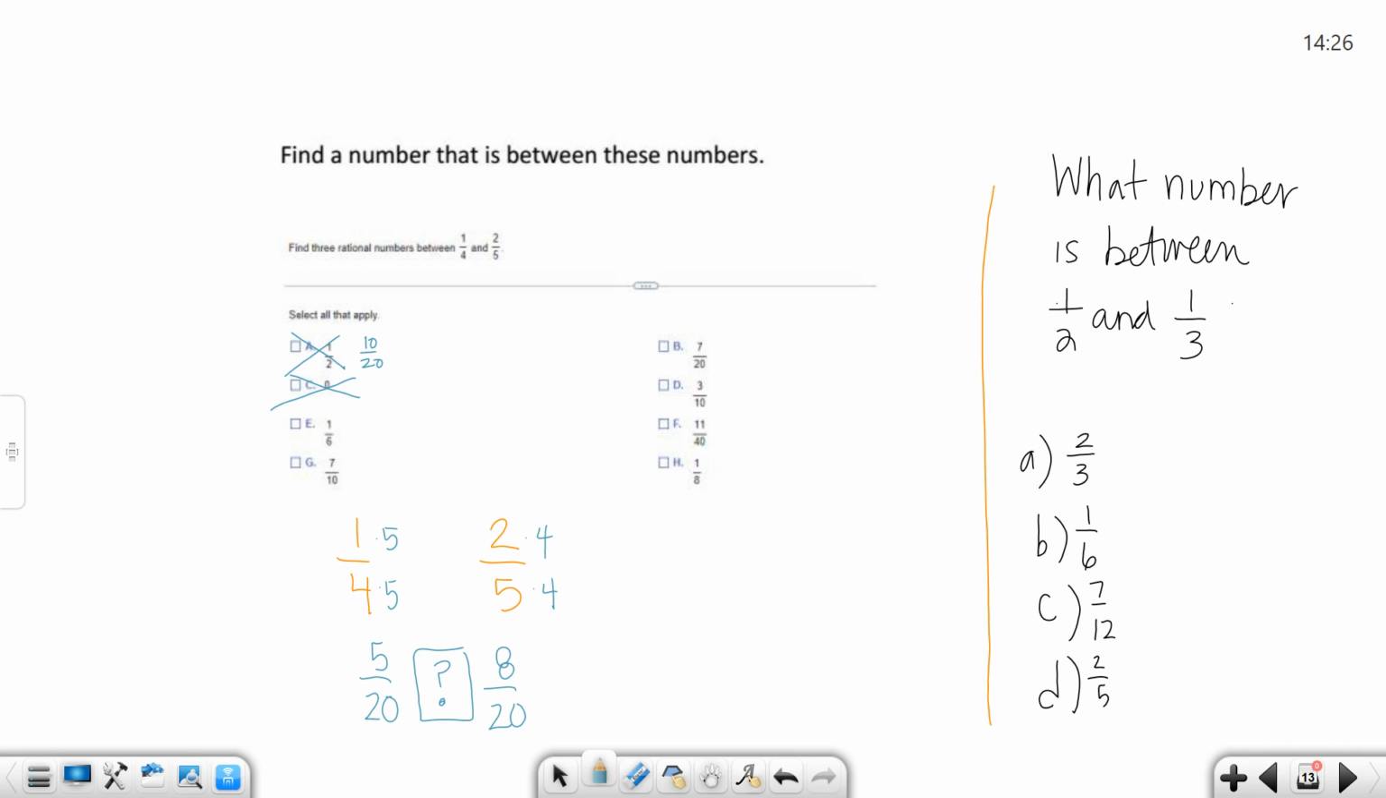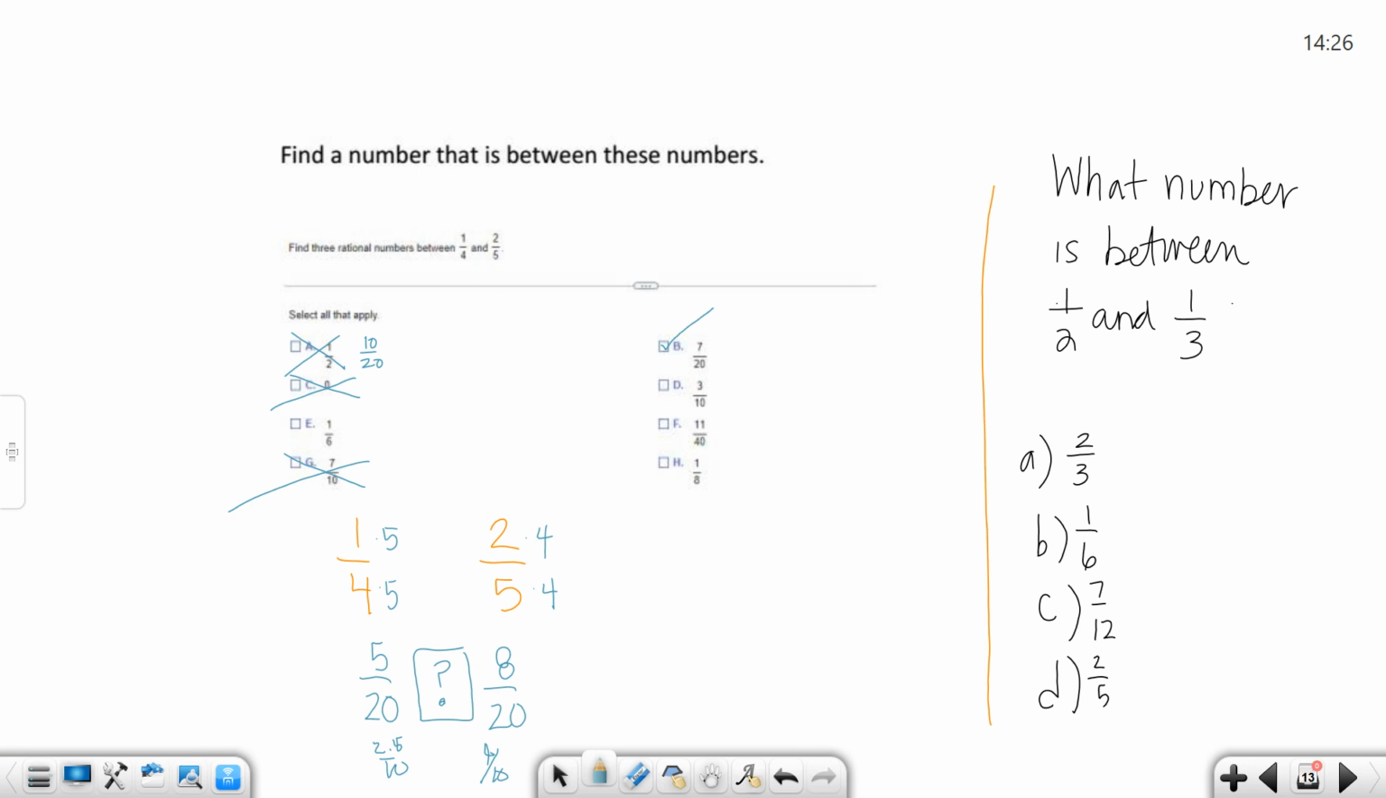Okay, so if we look at this first one, if we made it into tenths, dividing by 2, this would be somewhere around 2.5 tenths. And this one, if we talked about tenths, would be 4 tenths. So I know that 7 tenths is bigger than 4 tenths, so that doesn't work. Now for my next one, I have 7/20. Well, 7/20 would surely fall in there.